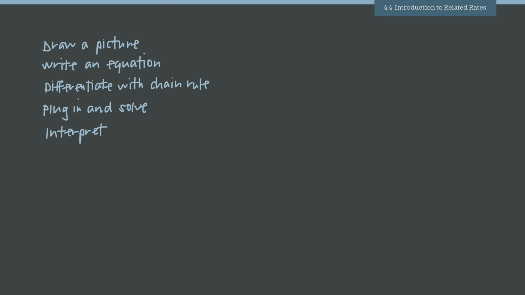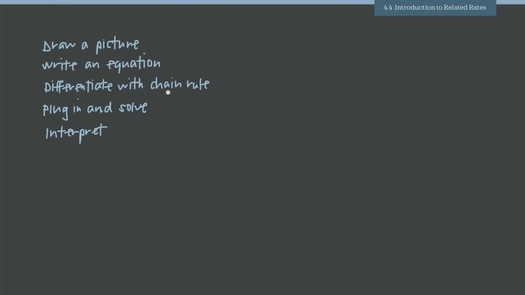In the next topic, 4.5, we'll really dig more into how to solve related rates problems. But in this topic, we really just want to introduce the concept and go through the process of what a related rates problem looks like. So in general, these are the steps we're going to follow. When we're given a related rates problem, we want to first draw a picture, then we want to write an equation that relates the values that we have been given, including the unknown value that we want to find.